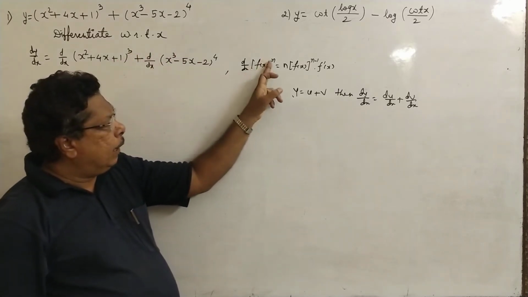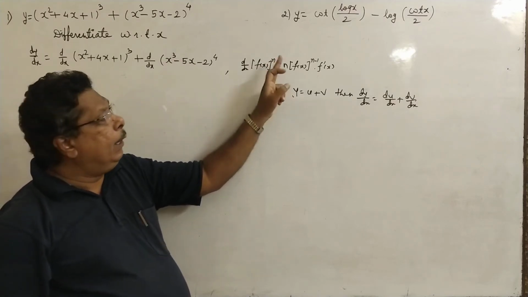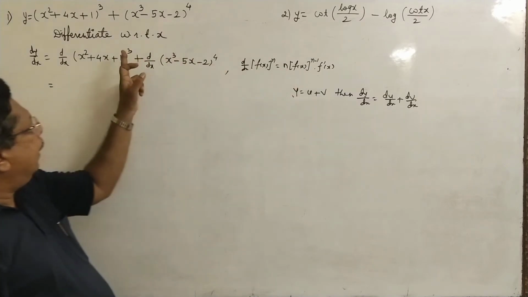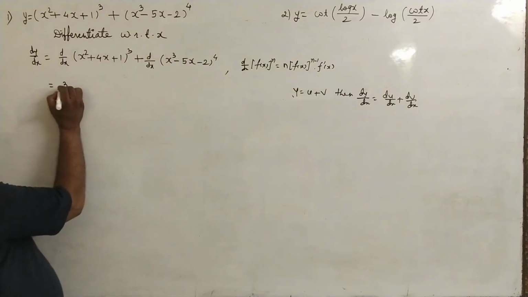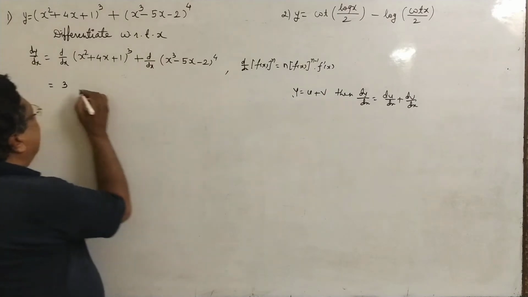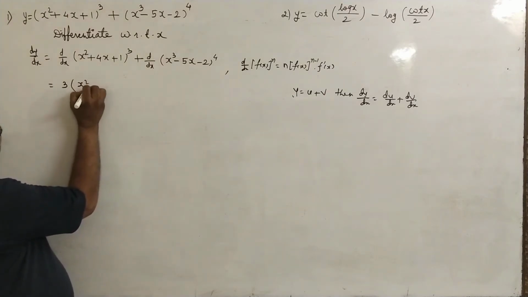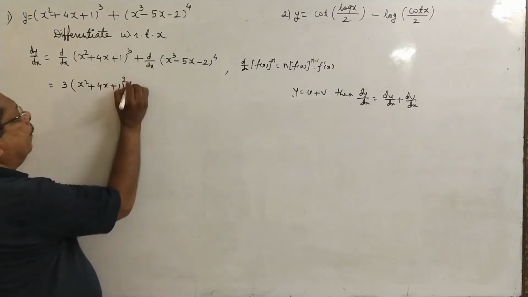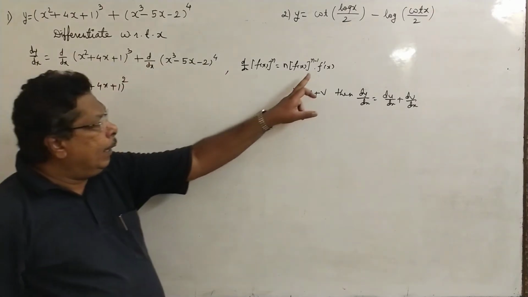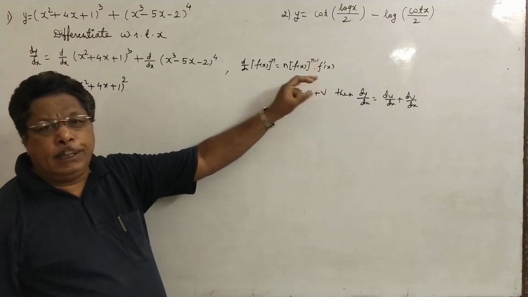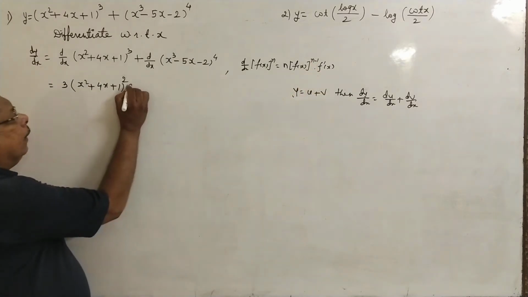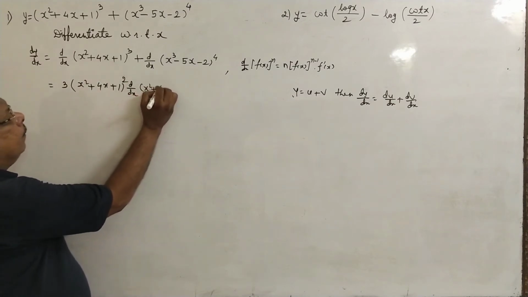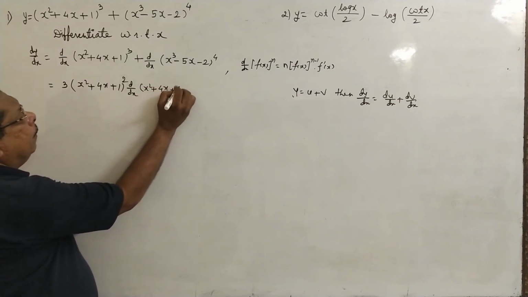The derivative of f(x) raised to n is equal to n into f(x) raised to n minus 1 into f dash x. What is n here? n equal to 3 into f(x). f(x) is x square plus 4x plus 1, raised to n minus 1. 3 minus 1 is 2, into f dash x. f dash x means the derivative of f(x), d by dx of what is f(x)? x square plus 4x plus 1.